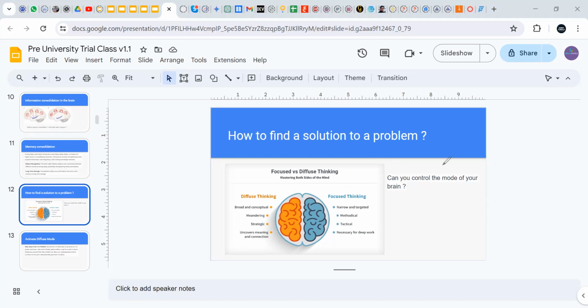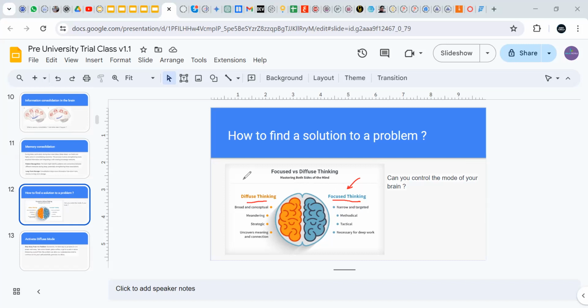Your brain works in two modes. Okay, something called diffuse mode, and another one called focus mode. Now at the moment, you are in the focus mode because you are listening to me, trying to grab what I'm trying to tell you.